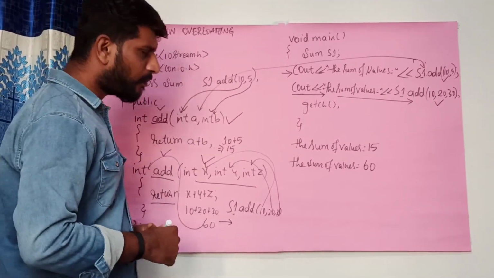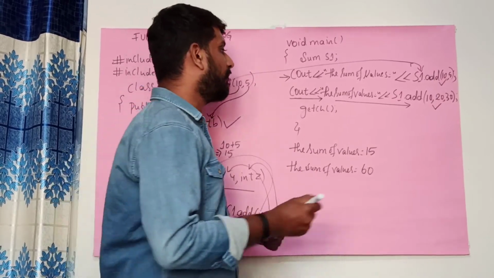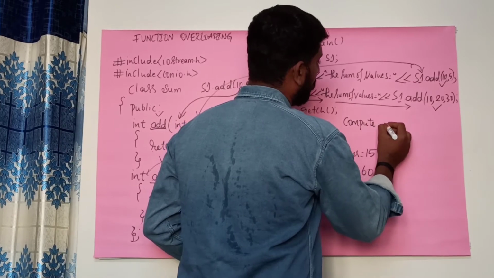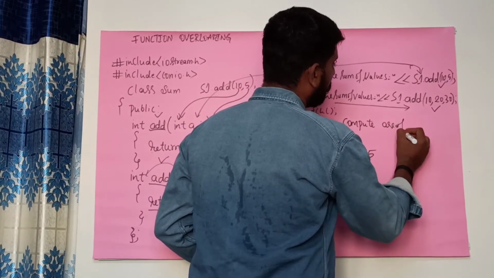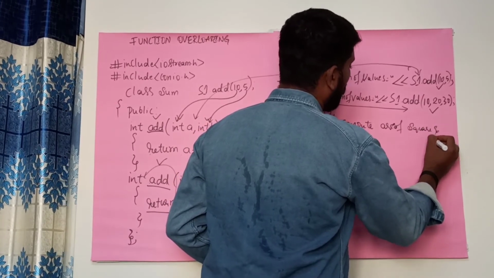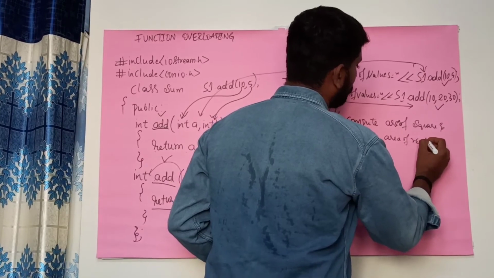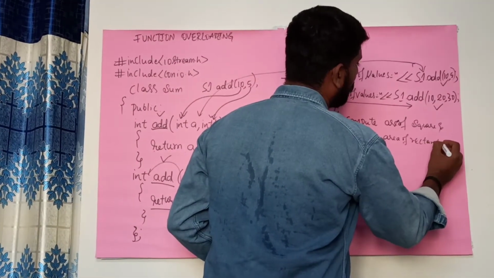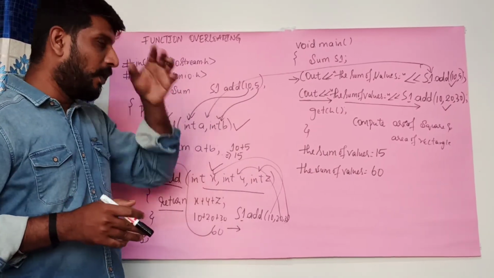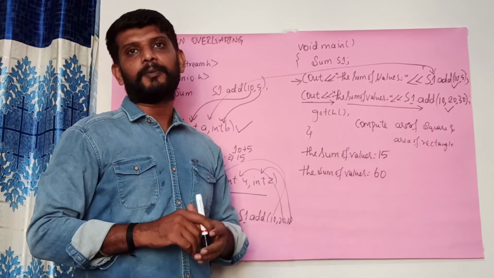Now what you people have to do is write a program that will compute the area of square and area of rectangle by using the concept of function overloading. I will just give you briefly an idea about how to write this particular program.